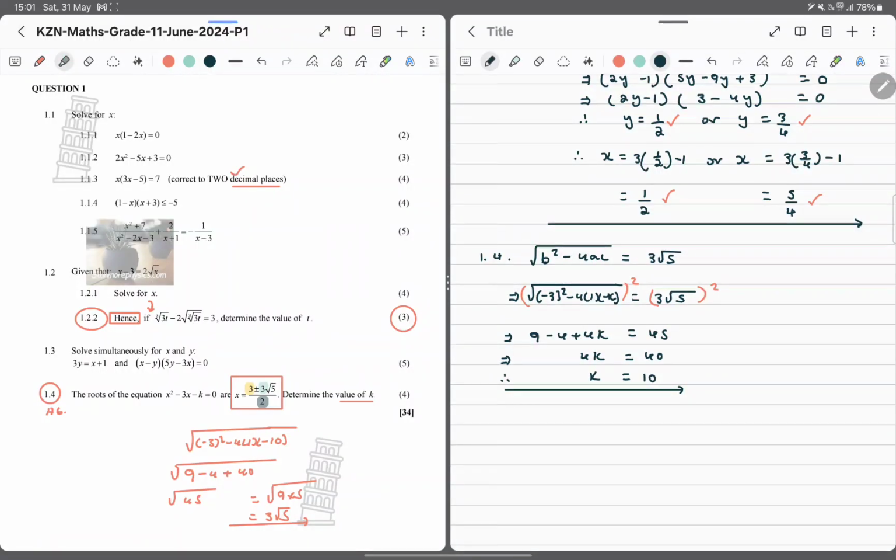Remember, k here is in isolation. We don't really care about the sign before it. If we were to write the equation, it would be x squared minus 3x minus 10. Okay, so that's a nice question. So we have done our job.